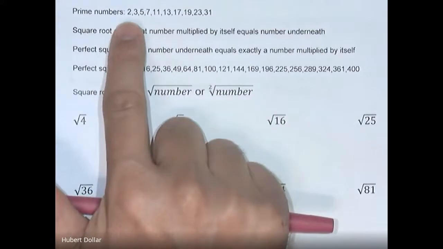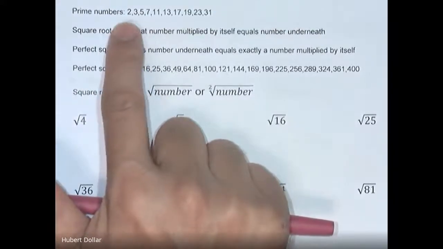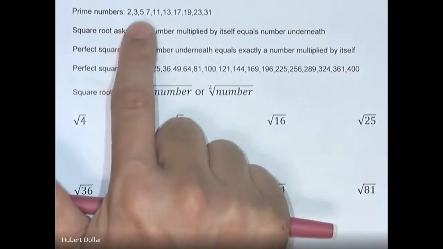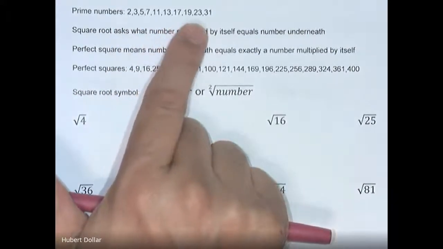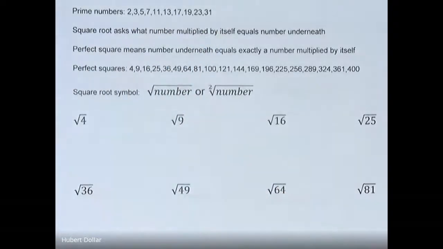So the first prime number is 2, because 2 is only divisible by itself and 1, as well as 3, 5, 7, 11, 13, 17, 19, 23, and 31. Those are the first couple prime numbers. They'll be very helpful as we simplify square roots, and that will come into play later.